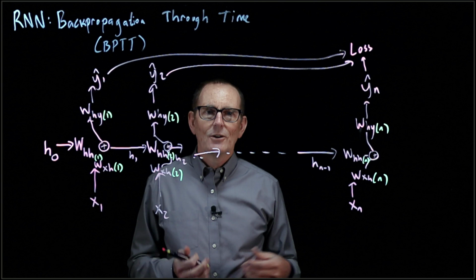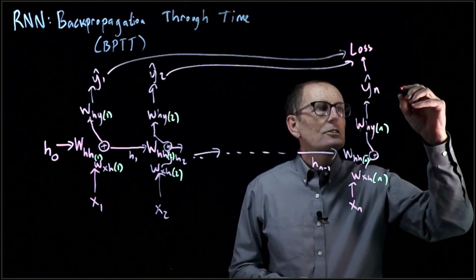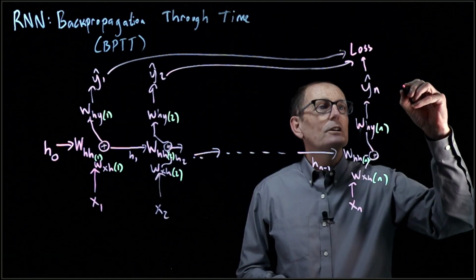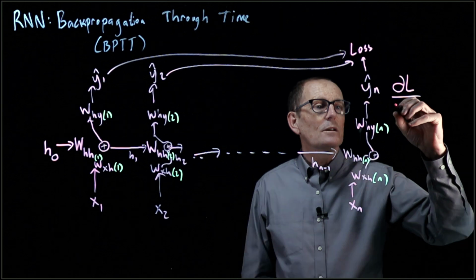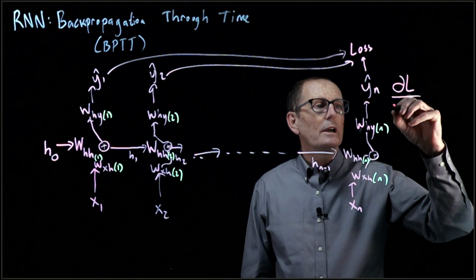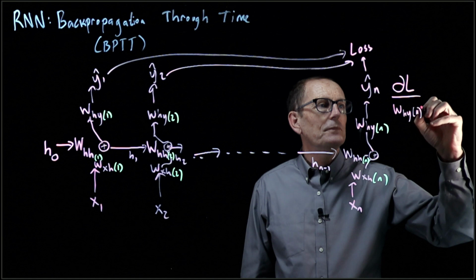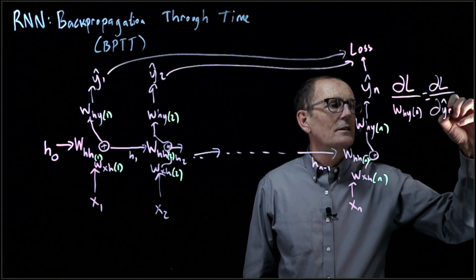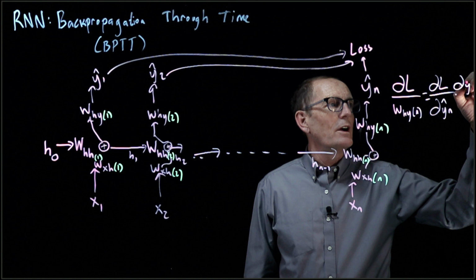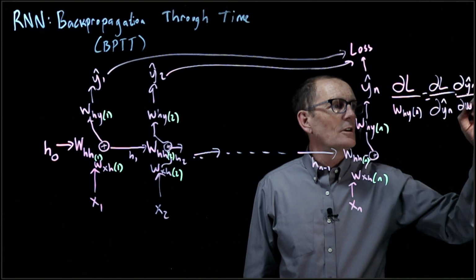But let's look at this in some more detail. So if we look, for instance, at the loss with respect to, let's look at WHY of n, right? That is just going to be the partial derivative of the loss with respect to y hat sub n times the partial derivative of y hat sub n with respect to WHY of n.